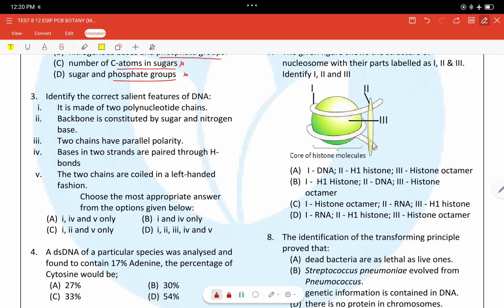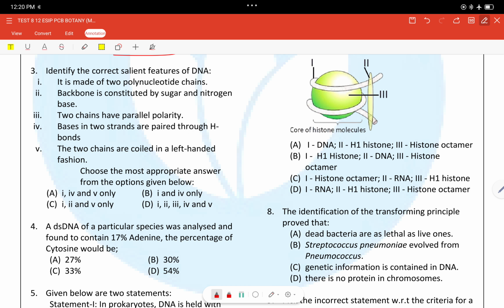Next question, identify the correct feature of DNA. It is made up of 2 polynucleotide chains. This is correct. Backbone is constituted by sugar and nitrogenous base. Nitrogenous bases are projected inwards. Backbone is made up of sugar and phosphate group. So this statement is incorrect. 2 chains have parallel polarity. 2 chains have anti-parallel polarity. So that is also incorrect.